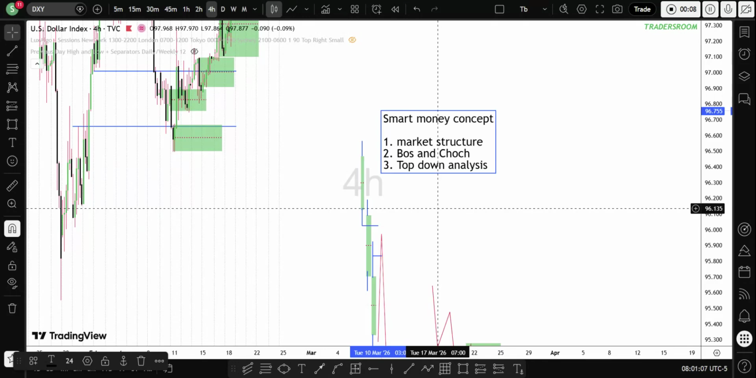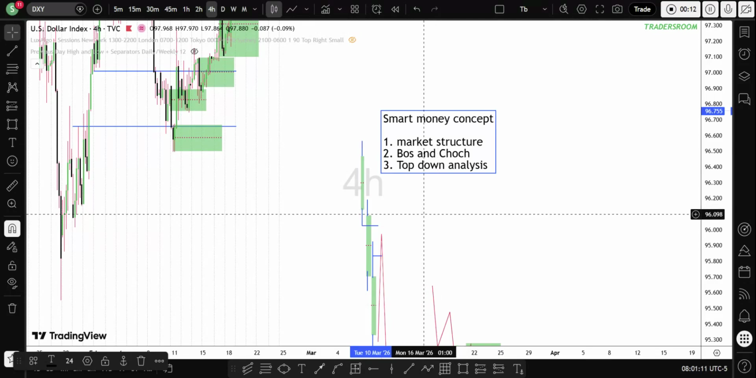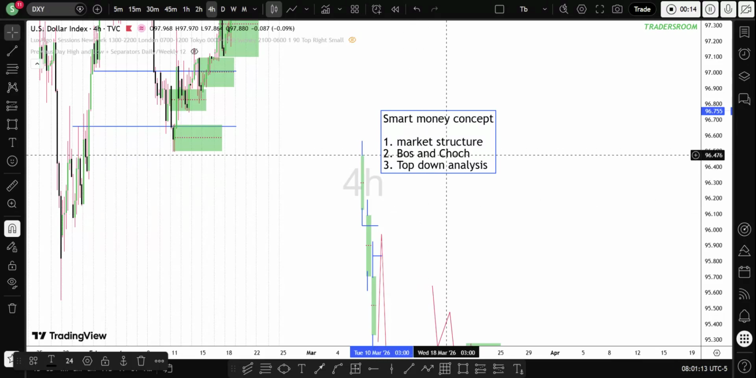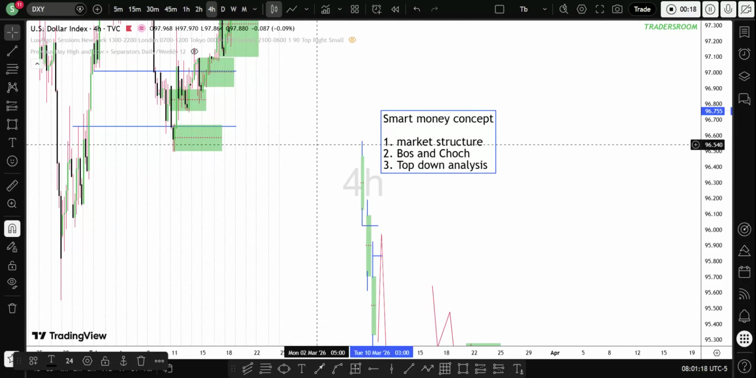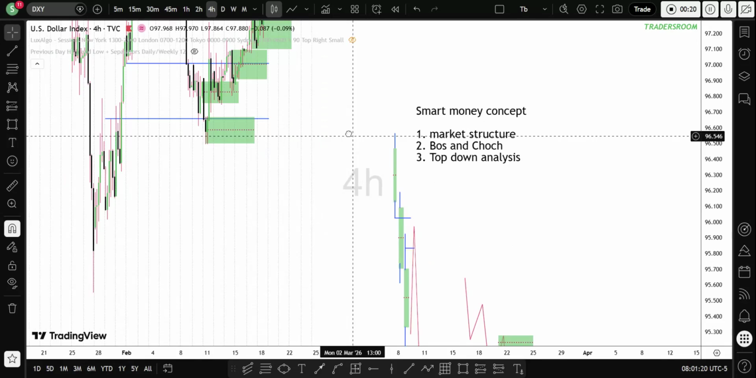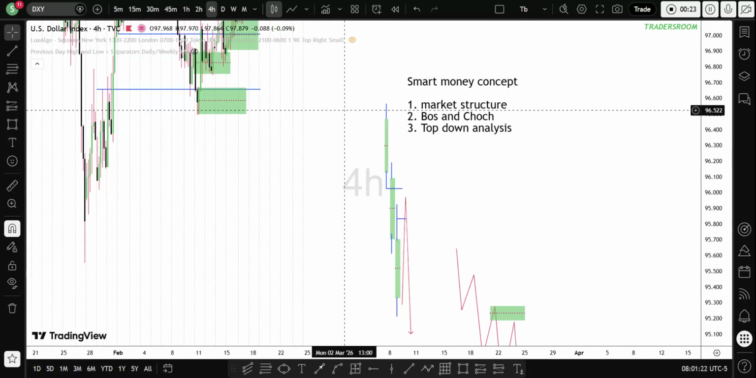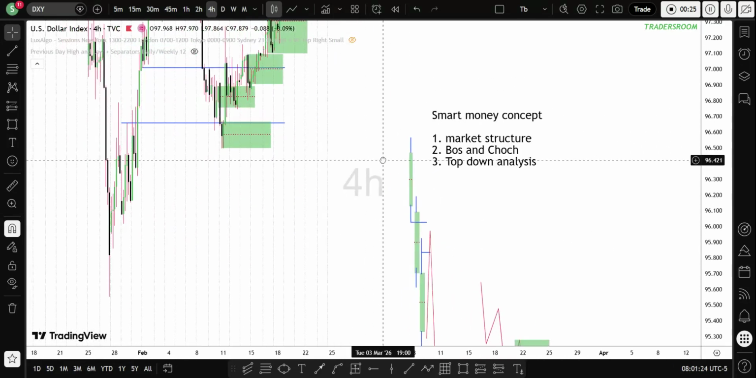So, today we are going to be looking at market structure, break of structure, which is our BOS, and change of character, and also look at top down analysis. So, this will be our focus for today.